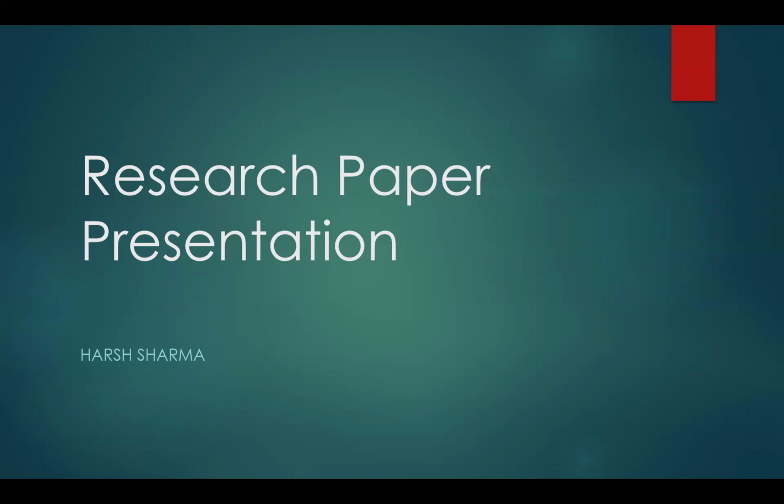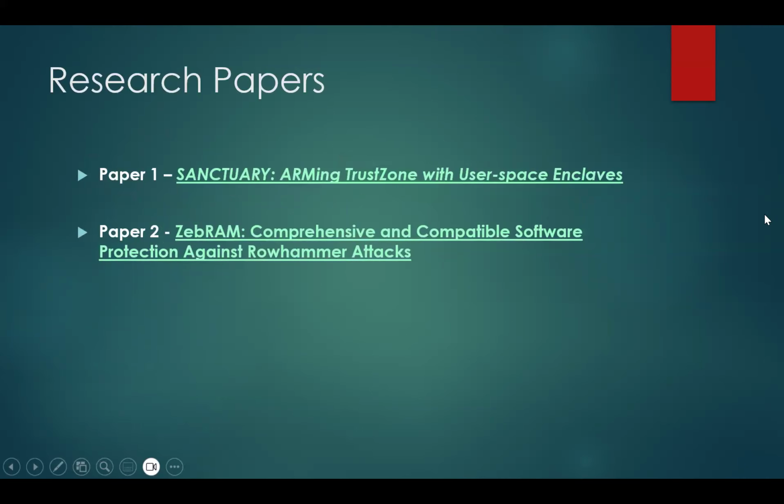Today I'll be presenting an analysis on two research papers focused on secure processors and enclave design. The first paper is Sanctuary: Arming TrustZone with User-Space Enclaves, which was published at NDSS in 2019. The second paper is ZebRAM: Comprehensive and Compatible Software Protection Against Rowhammer Attacks, which was published at USENIX Security in 2018.